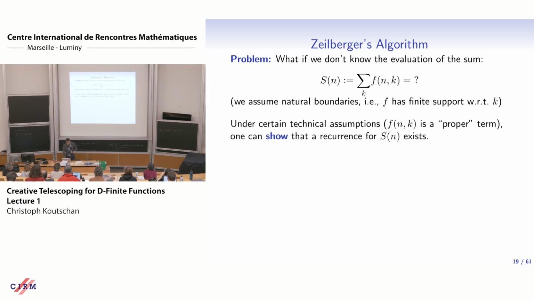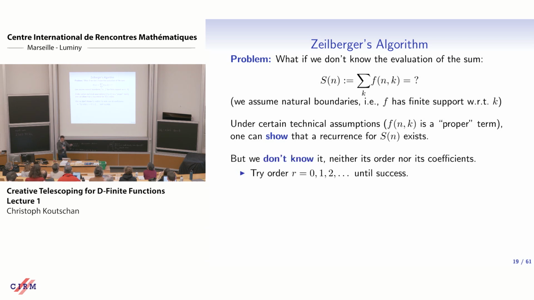I skipped the definition. It's not really important. It's a small condition on the f and k. So we want to find the recurrence for this sum. The problem is we neither know what is the order of this recurrence, nor do we know its coefficients. And so the strategy is that you try orders starting from 0 and you increase until you find something, and because of the theory you're guaranteed that at a certain order you will find a solution, so your algorithm will terminate at some point.